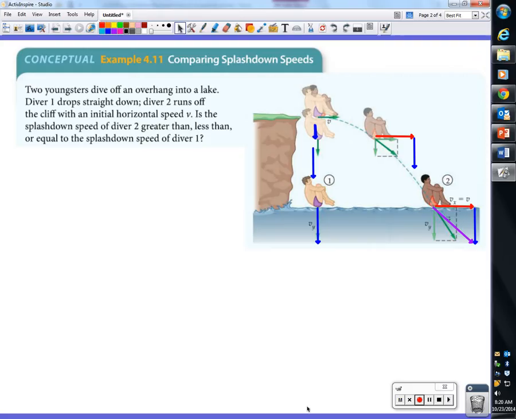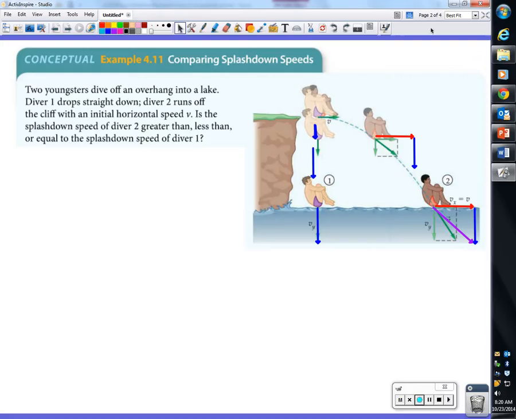Because Diver 1's blue arrow is the same as Diver 2's. Good. These two blue arrows are exactly the same because vertically they're doing the same thing, but in Diver 2 we have to also include the horizontal motion as well, so Diver 2 is going to have a greater splashdown speed because it's the resultant of the two. And like you said, Christina, those two blue arrows are exactly the same. Okay? All right, good there?